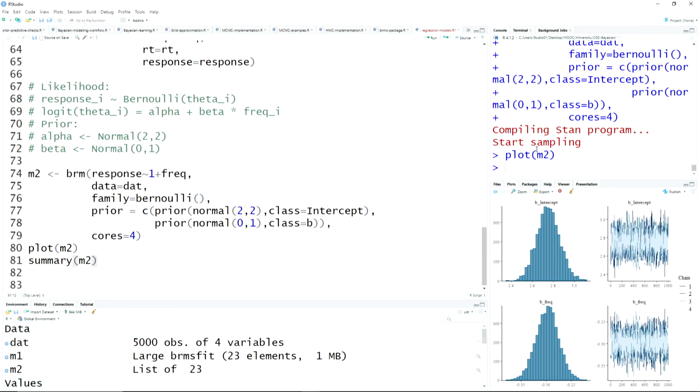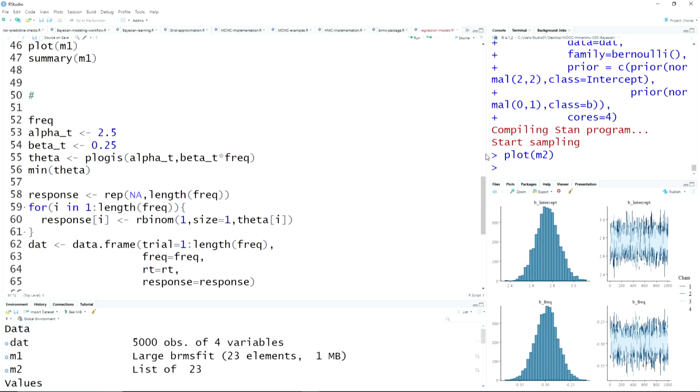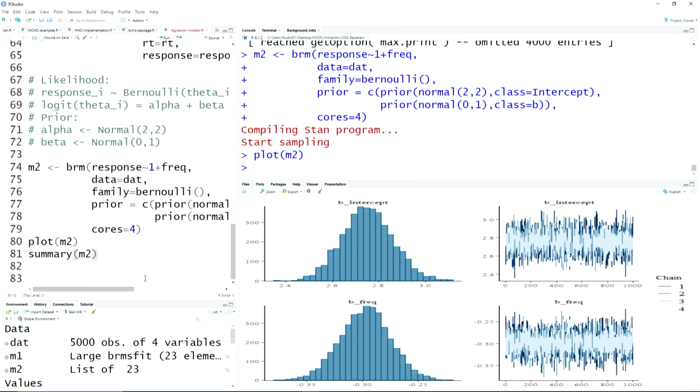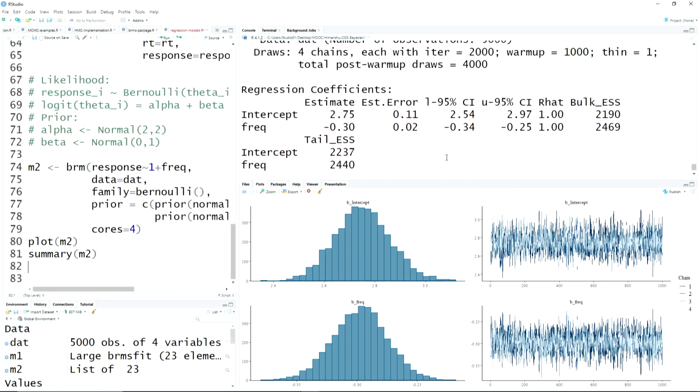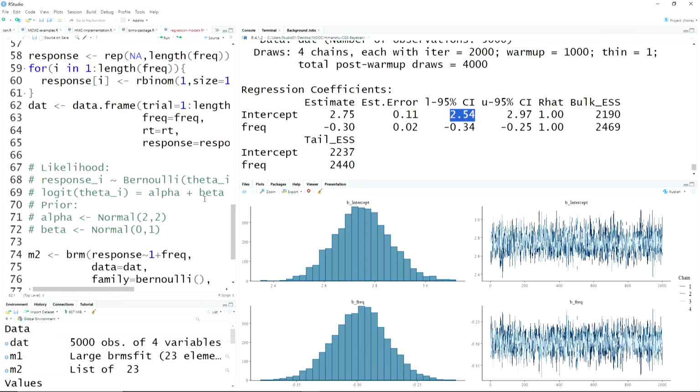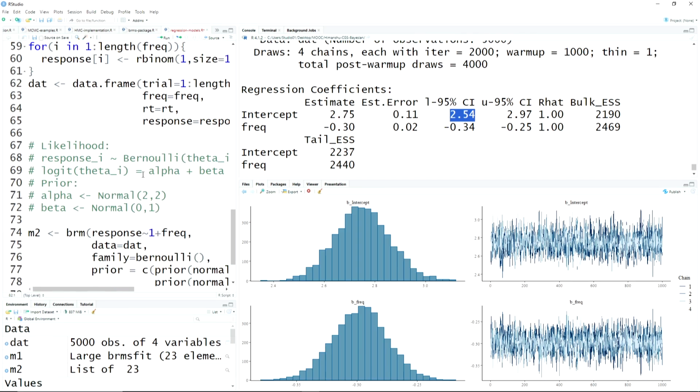And let us see the summary statistics to check how well we are doing in parameter recovery. Okay, so these are estimates. So for the intercept, we are getting 95% credible interval between 2.5 and 2.97. The actual true value that we took was 2.5, so this recovery is good. For frequency, the 95% credible interval is minus 0.34 to minus 0.25, which is also good because the actual true value was 0.25, right? So parameter recovery is good.